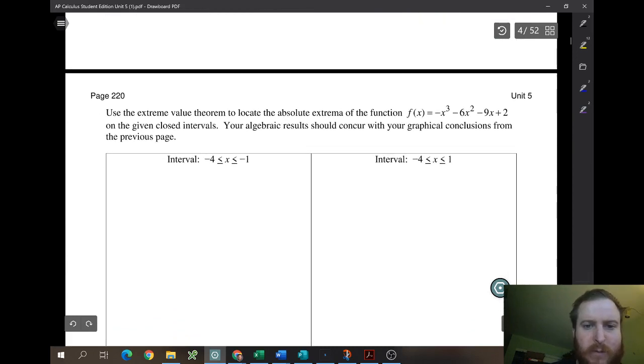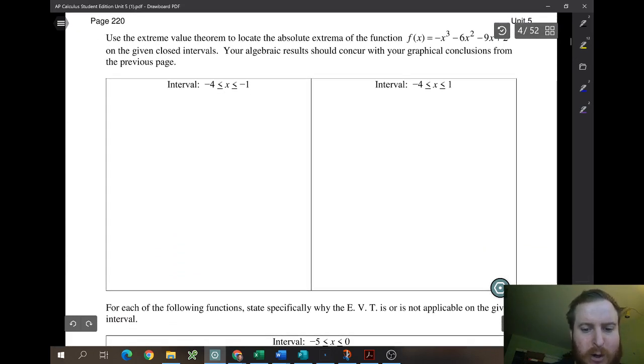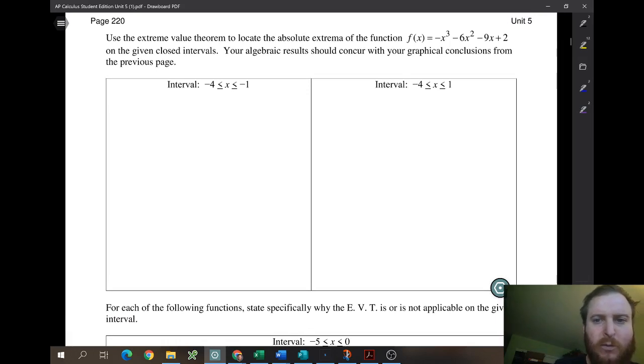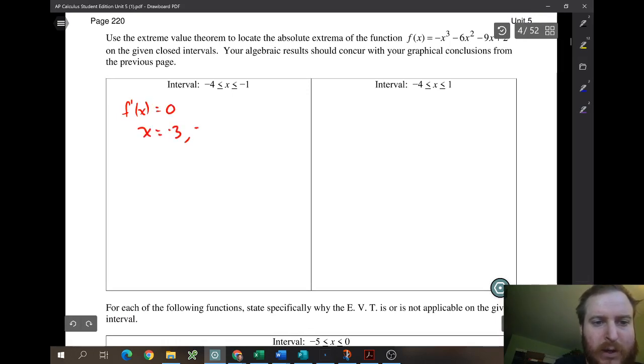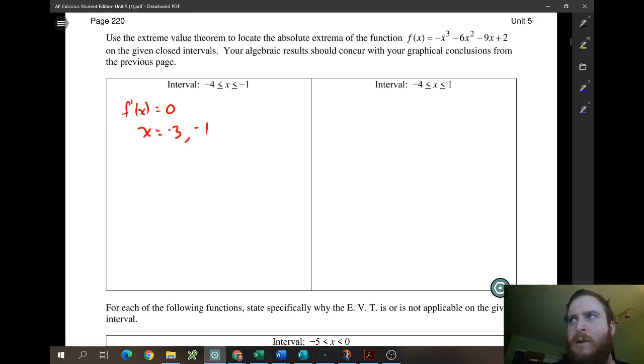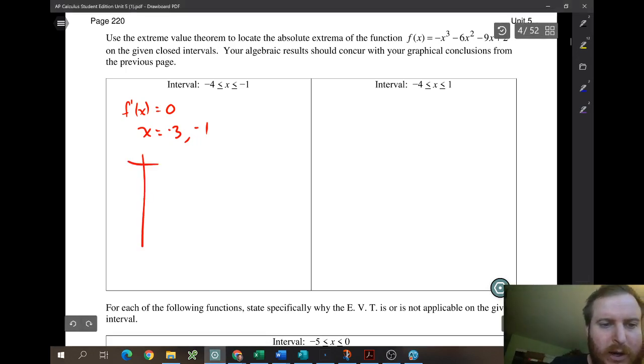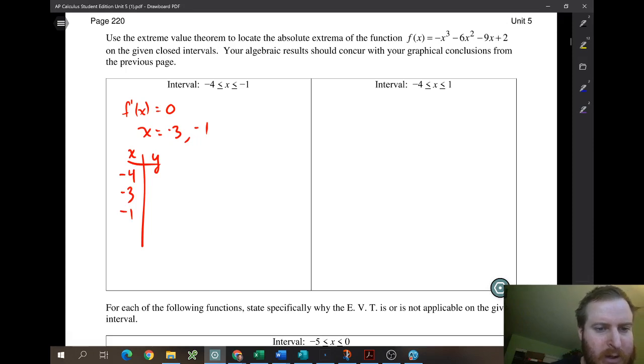So using this extreme value theorem, how would we do this with algebra? Basically, if we didn't have the graph, we did the same kind of thing. So I'm going to skip, basically we're going to set this equal to 0. We already did that by hand. We got -3 and -1. But let's say we didn't have a graph. Normally these are calculator questions, and if they're not, you'd have to do it by hand. So we're going to make an XY chart. We're going to put in -4, -3, -1, and that's it because that's our endpoint.